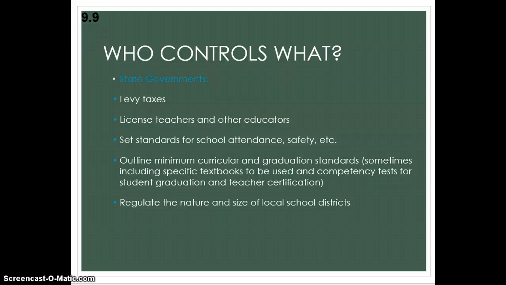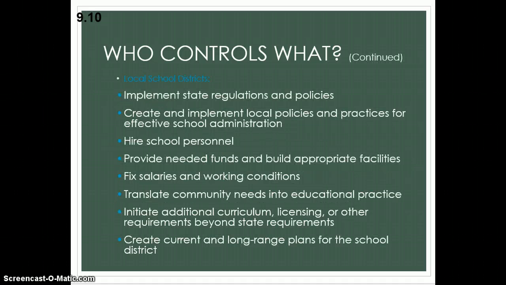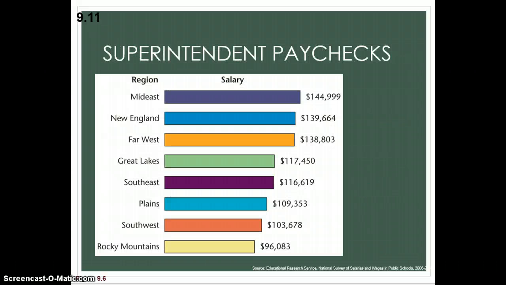State governments levy taxes, they license teachers, set standards, and they regulate the local school districts. But when we get down to the local school districts, they actually have to implement things. They hire the people, right? They decide how much they're going to pay the teachers, how long they're going to work, the hours, etc. In union states, this would be negotiated with the union, which is not the case in South Carolina or Georgia. And they create plans, etc.